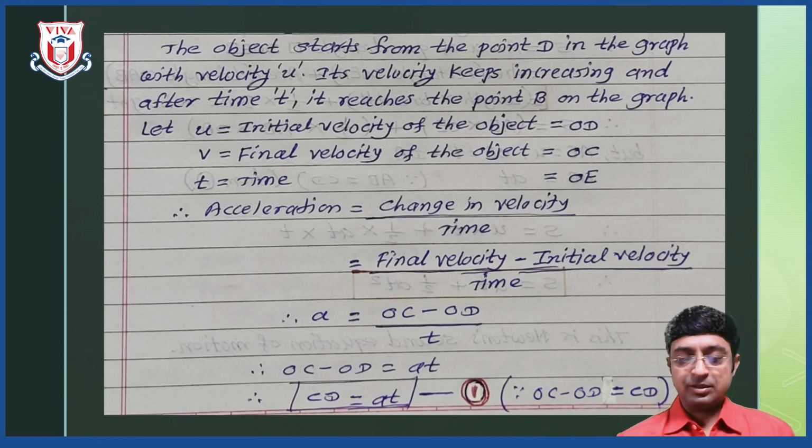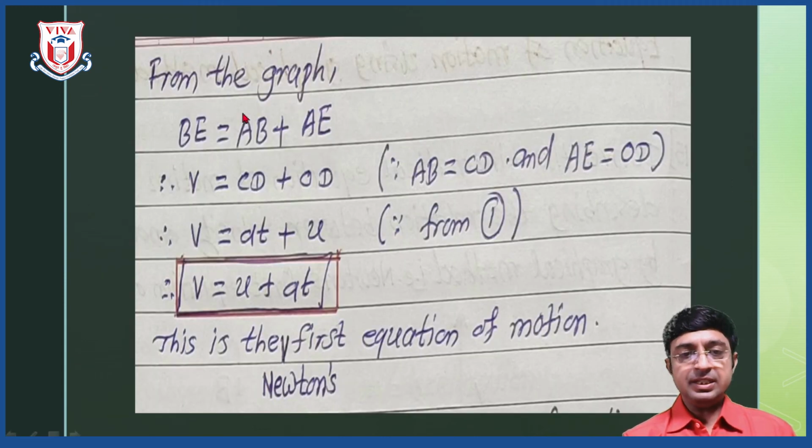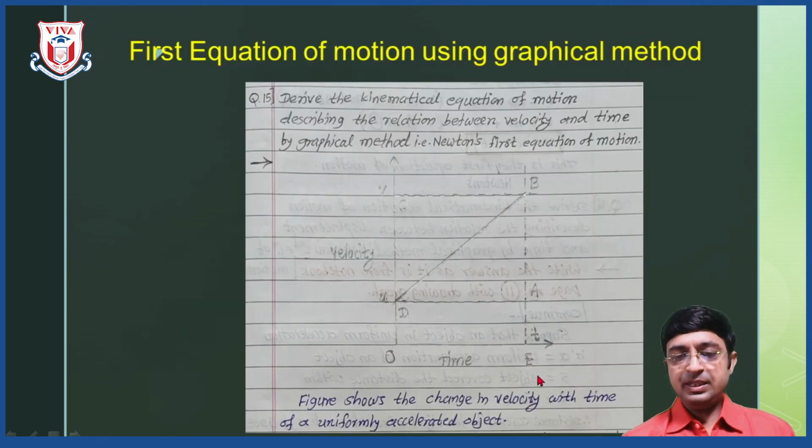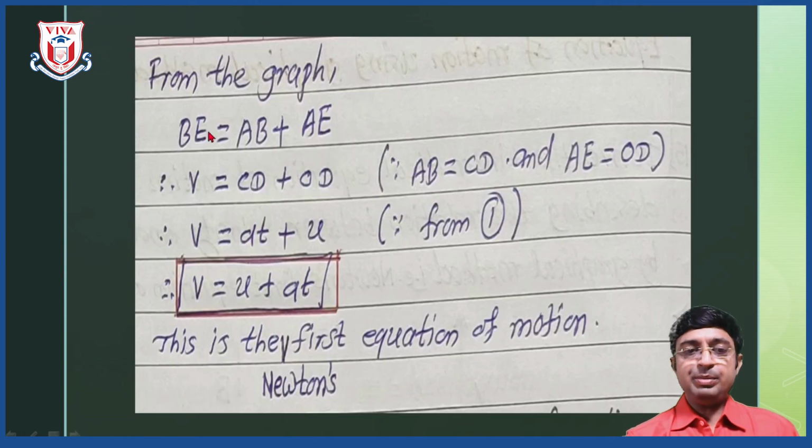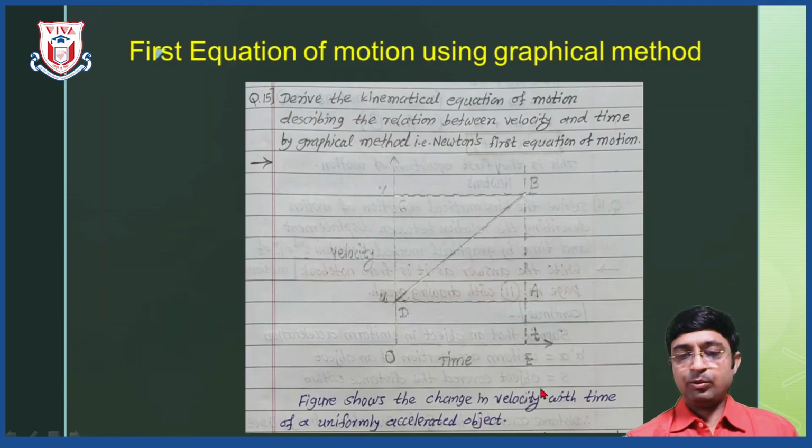two equations also. Now from the graph, distance BE is nothing but AB plus AE. Distance BE is equal to AB plus AE. Now see here, distance BE from point B to E here. So this AB plus this distance AE. Clear to all of you? Now substitute the symbols. So BE is equal to what? From point E to B, that is the final velocity. Check here. From point E to B, this distance is nothing but the final velocity V.